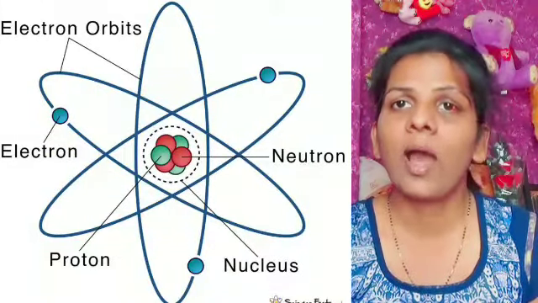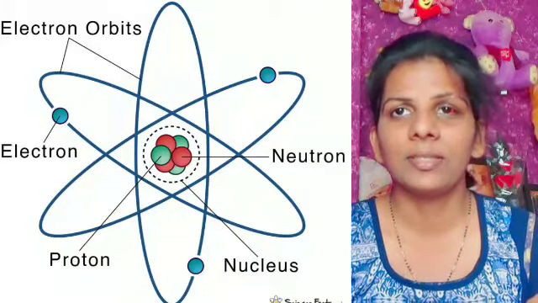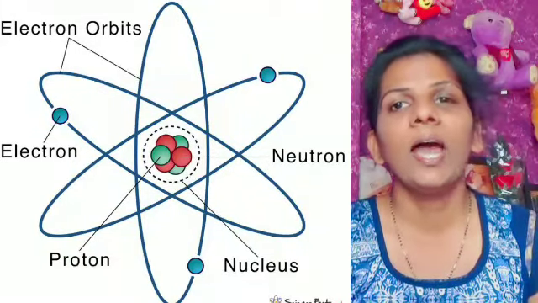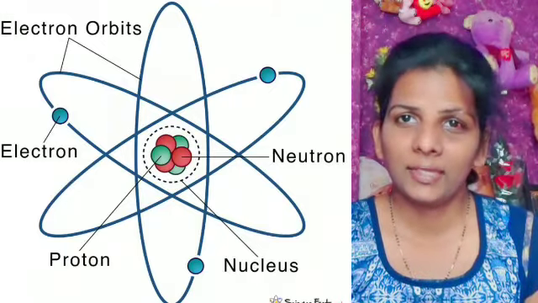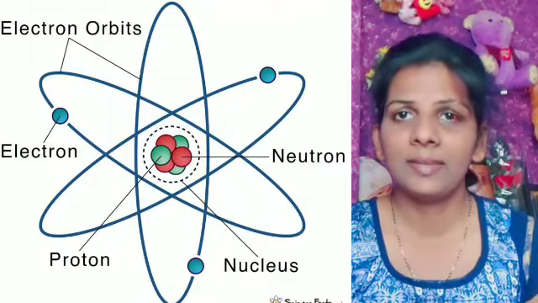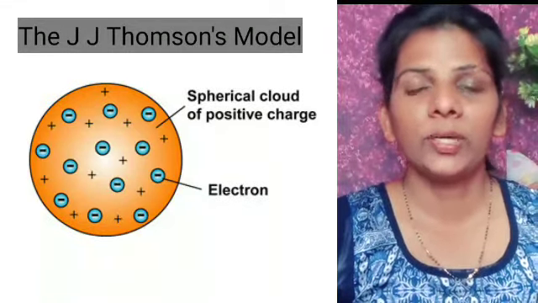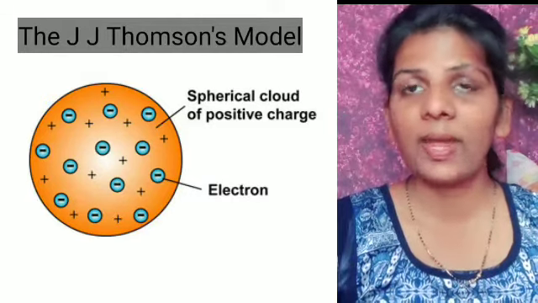The protons are positively charged and the neutrons have no charge, that is, they are neutral. And we could see that the electrons are negatively charged. This is the basic structure. Many scientists have worked in order to get the exact structure of an atom.